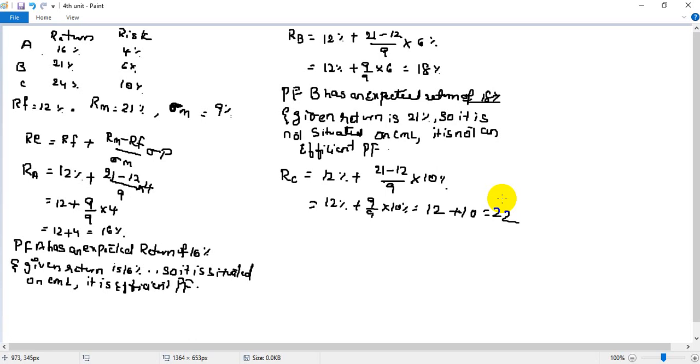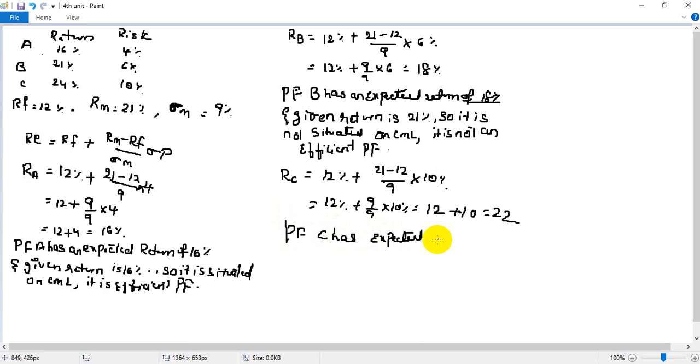Similar thing: if it is equal, it is an efficient portfolio to the returns that have been given. If it is more or less, it is not efficient as such. So for portfolio C, you have to write down the conclusion.